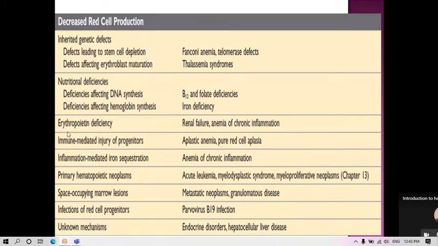so there will be decreased red cell production. If there is deficiency of erythropoietin, now we know if the patient is having renal failure or anemia of chronic disease in which interleukin 6 will increase, and that will further lead to reduced erythropoietin, and that is responsible for decreased red cell production. And there can be some immune mediated injury of progenitors like in aplastic anemia. So these aplastic anemia cases are given intravenous immunoglobulins because there is some immune mediated injury going on, which acts on the progenitors.